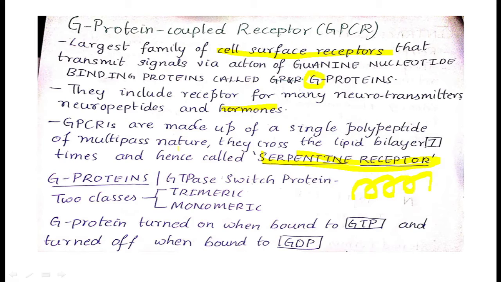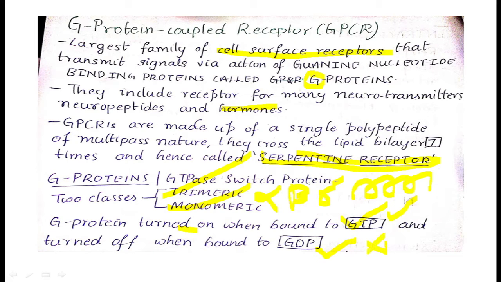G protein, otherwise called the GTP switch protein, is of two forms. One is the trimeric form and the other one is the monomeric form. They are usually made up of 2 or 3 proteins called alpha, beta and gamma. We shall discuss that in the next slide. G protein is turned on when bound to GTP. This is very important. It is turned on when it is bound to GTP, and it is turned off when it is bound to GDP.